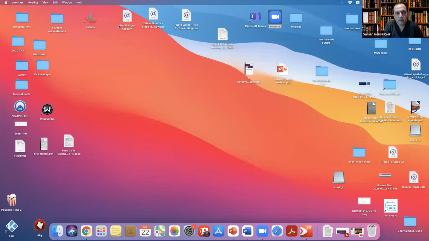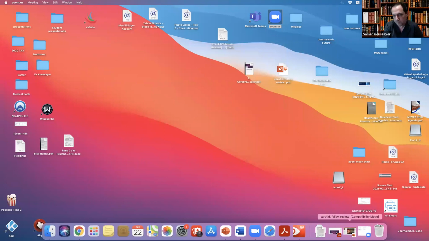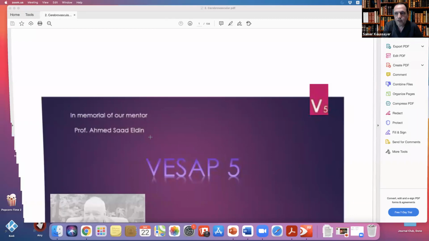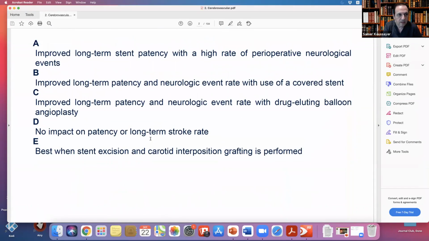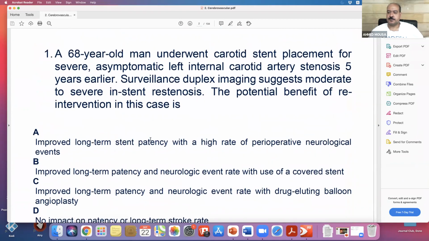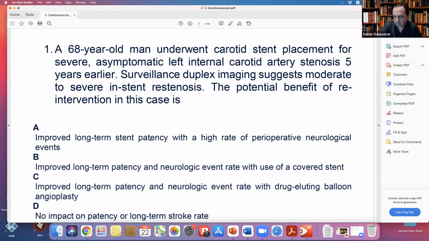Let me share my screen. Share screen. Come on. Okay. Yeah. Okay. Can you see my screen? Yes, sir. Good. Bassam, you want to start?